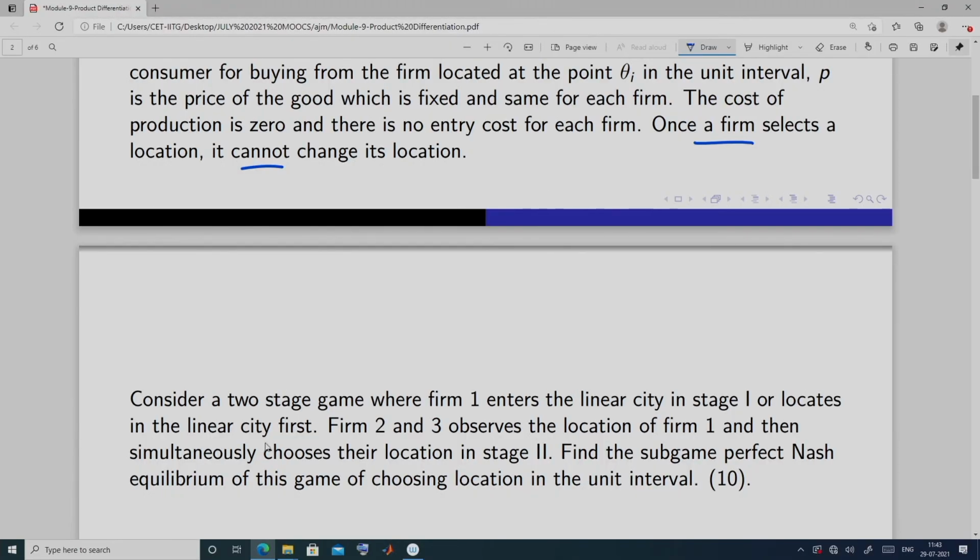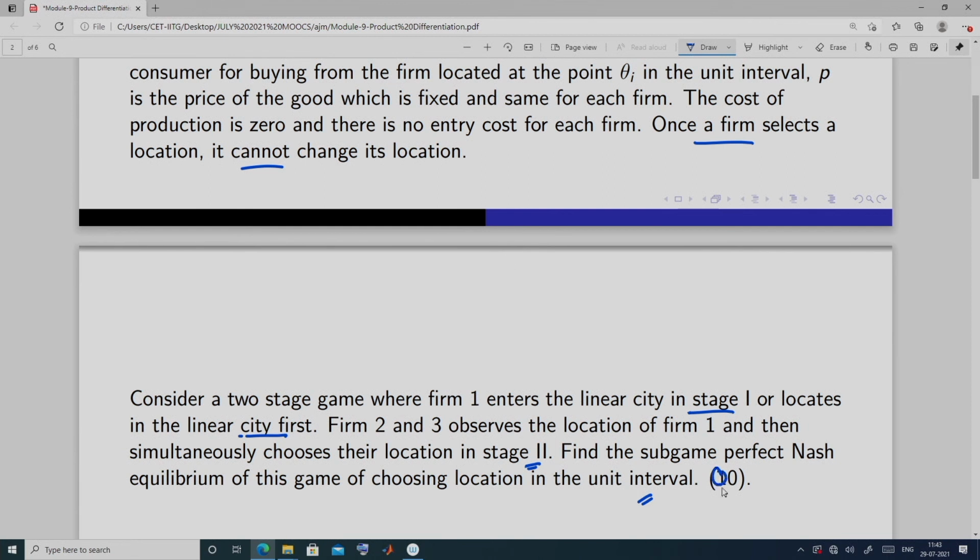Now, consider a 2-stage game where firm 1 locates in the linear city in stage 1. Firms 2 and 3 observe the location of firm 1 and then simultaneously choose their locations in stage 2. So, firms 2 and 3 are moving simultaneously. Find the subgame perfect Nash equilibrium of this game of choosing location in the unit interval.